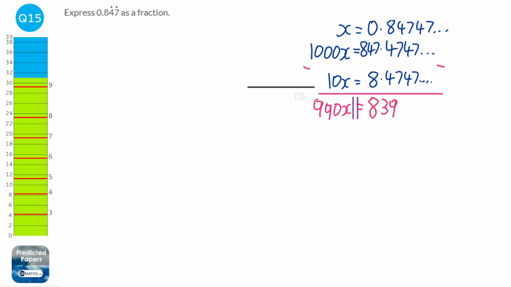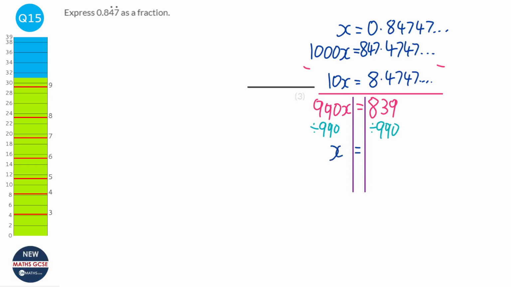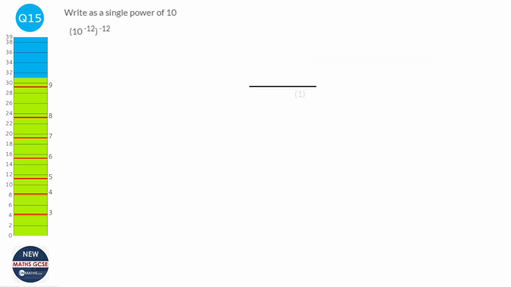And now I'm just going to put my lines in. And so what I'm going to do now is just divide both sides by 990. And so on the left hand side we've got x, and on the right hand side we have 839 divided by or over 990. So as a fraction it's going to be 839 over 990.